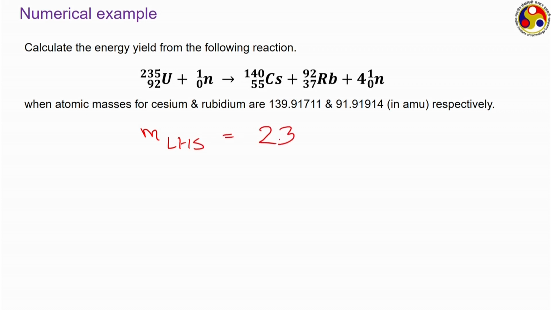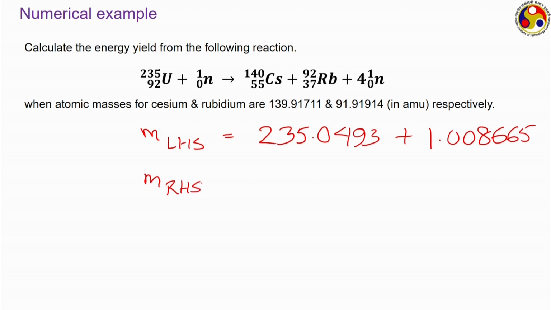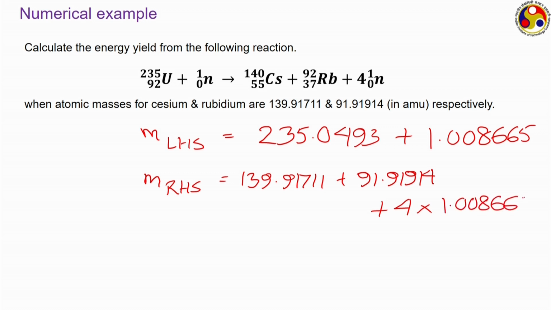So, the mass on the left hand side will be equal to the mass of the uranium, 235.0493, plus the mass of the neutron, which is 1.008665, all in AMUs. Mass on the right hand side will be equal to the mass of cesium, which is given above, 139.91711, plus the mass of rubidium, 91.91914, plus the mass of 4 neutrons, 1.008665 each.